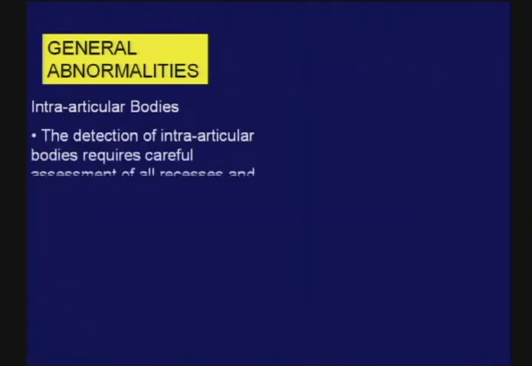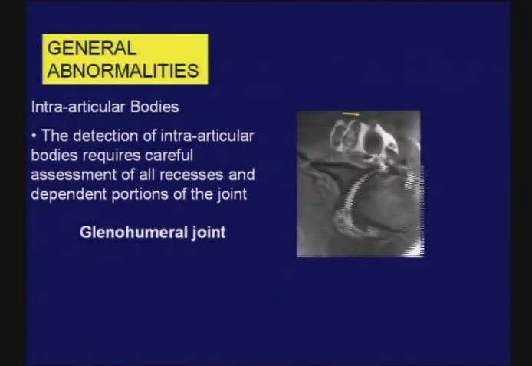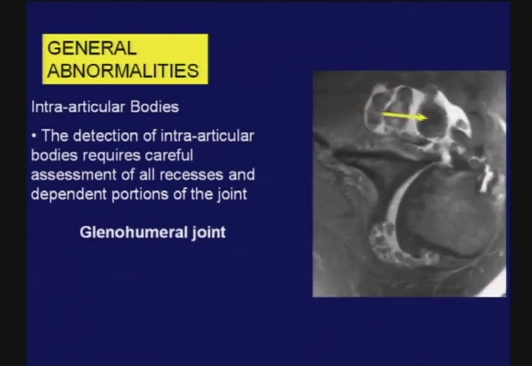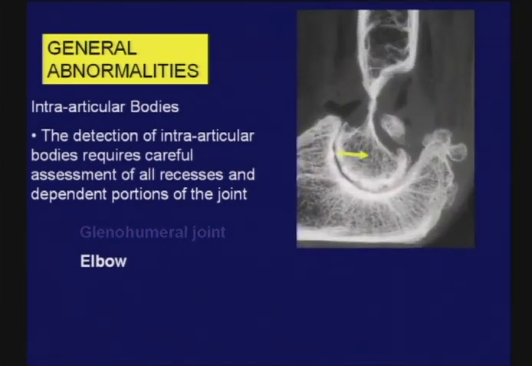When we look for intra-articular bodies with any imaging technique, we look to all portions of the joint. But in particular, we look at recesses and dependent portions of the joint. In the glenohumeral joint, we look in the area of the subscapular recess, and in this case also in a dependent posterior aspect of the joint. In the elbow, we look in the areas of depression on the anterior and posterior surfaces of the distal humerus. The largest site of depression is the olecranon fossa, and here we see a body that is deposited within it.